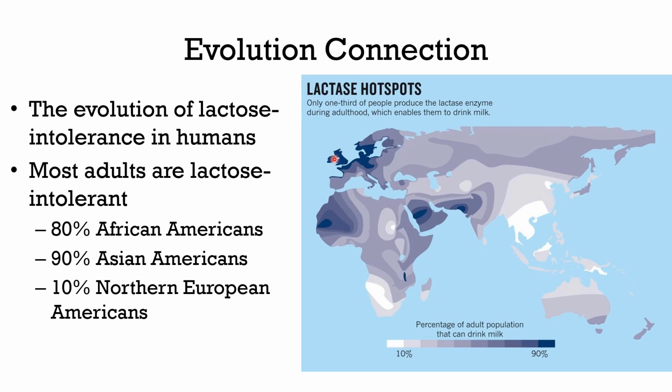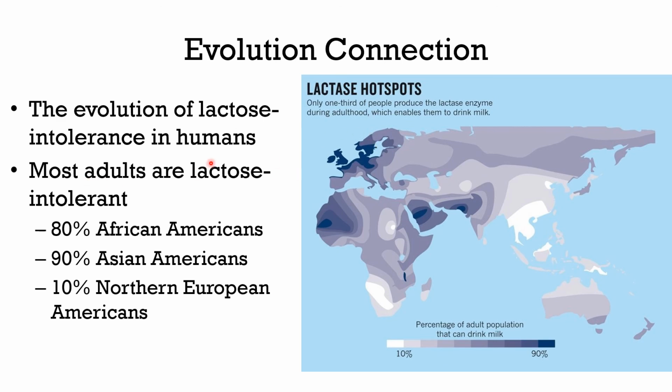So what happens is that in these areas where we have this very dark blue, those individuals had a mutation that took place that allowed them to produce lactase in adulthood. Okay, and it allowed them to utilize different resources like cow's milk.